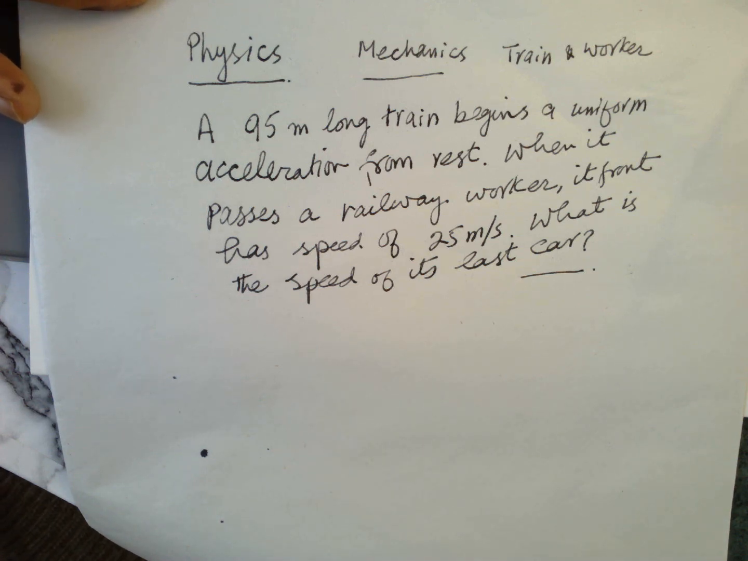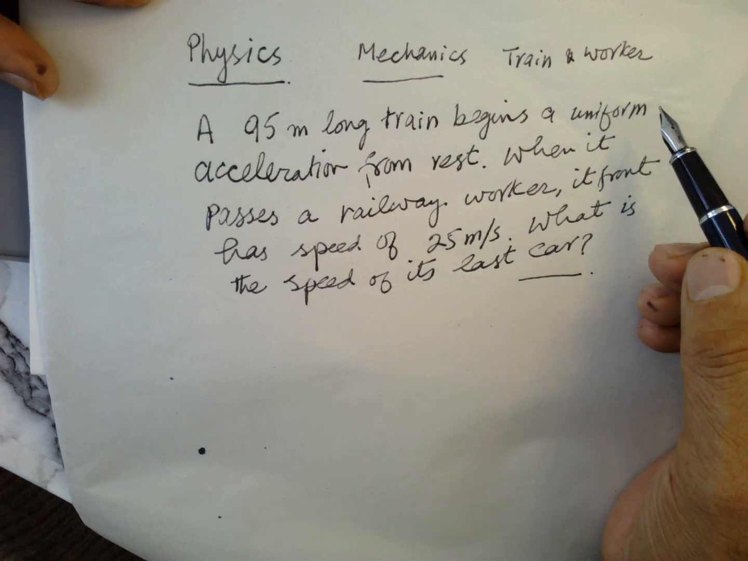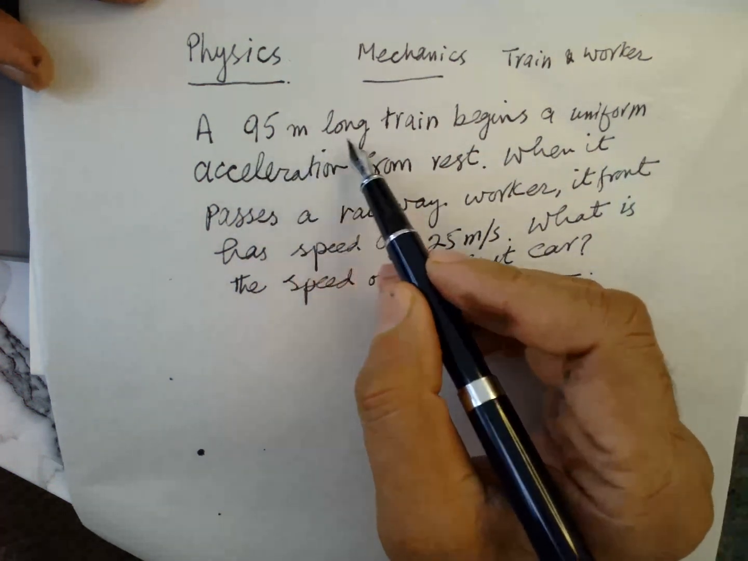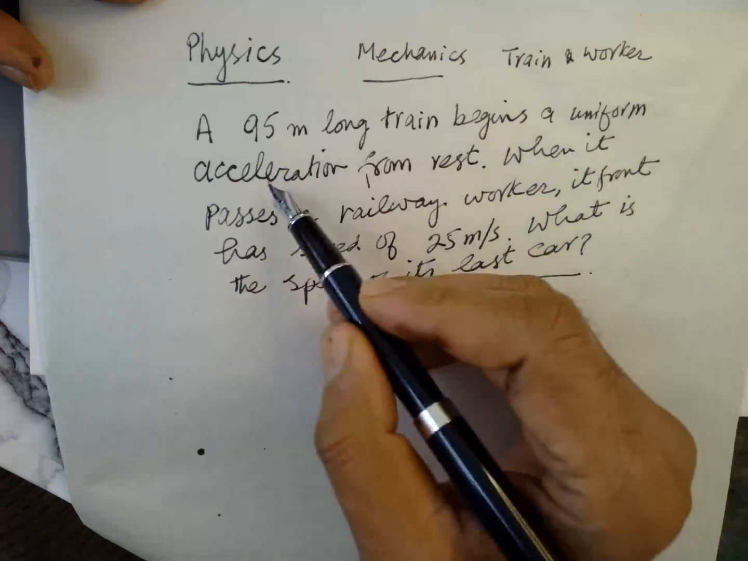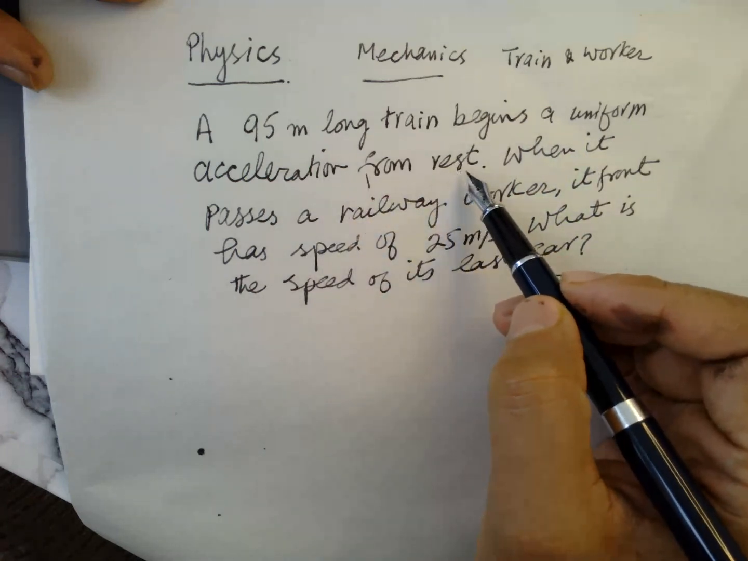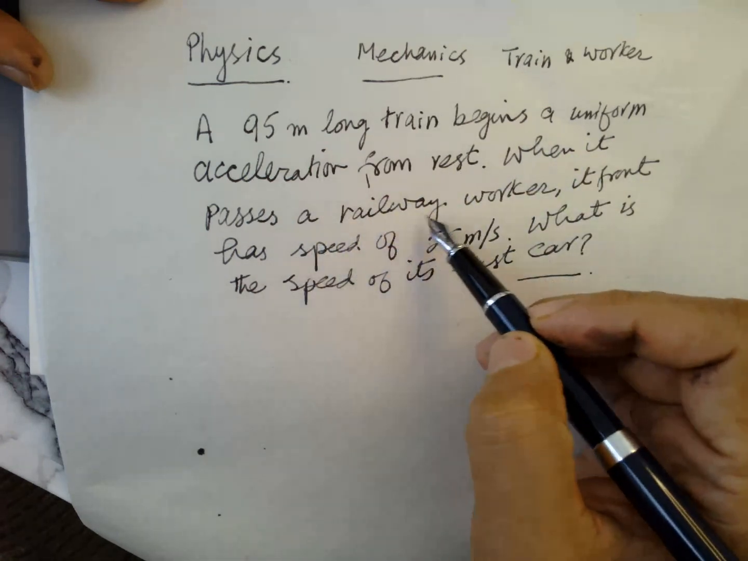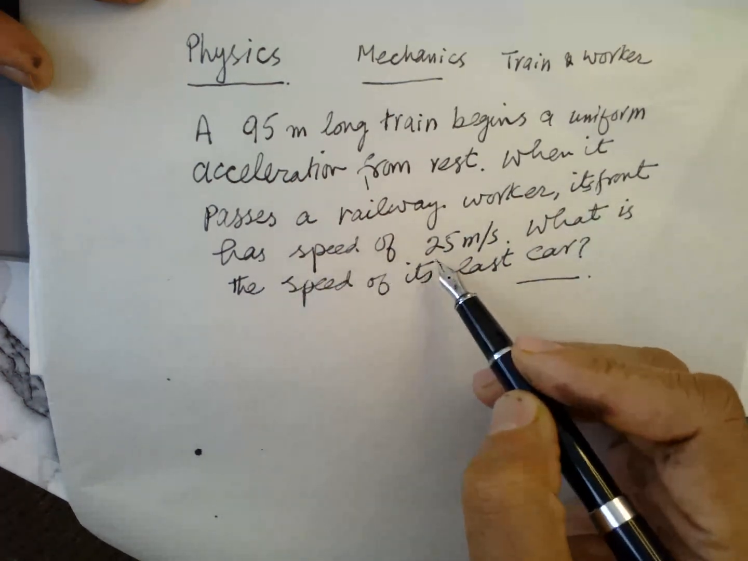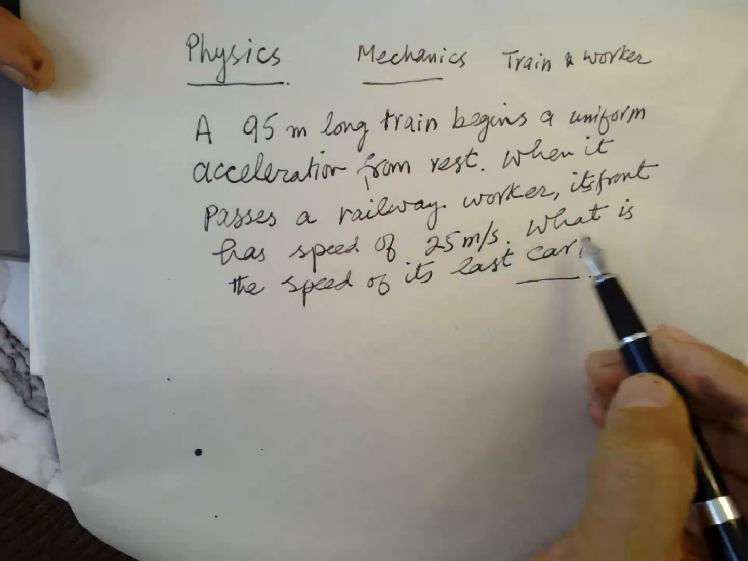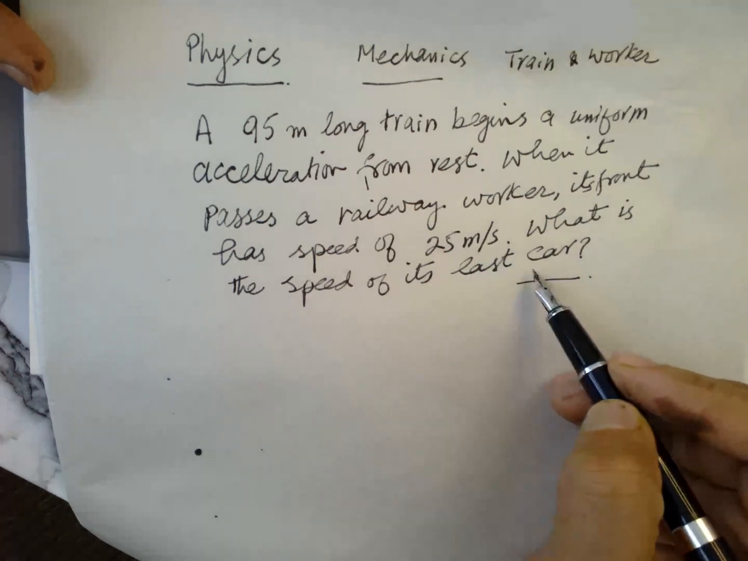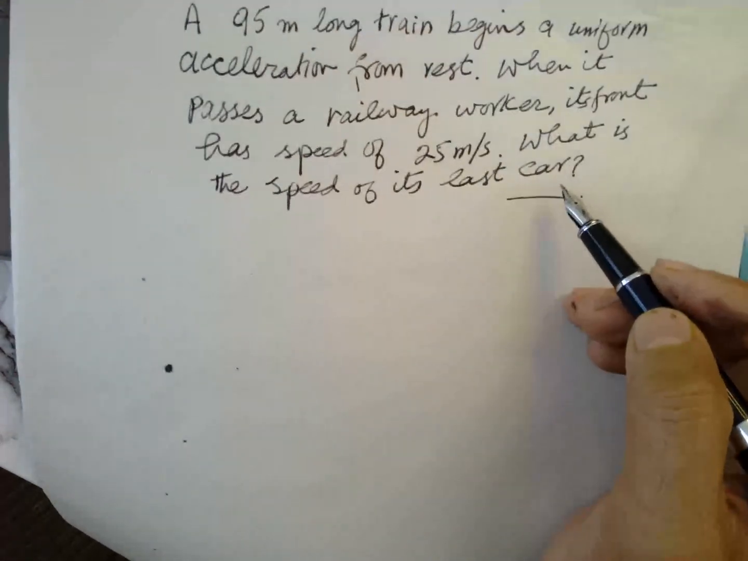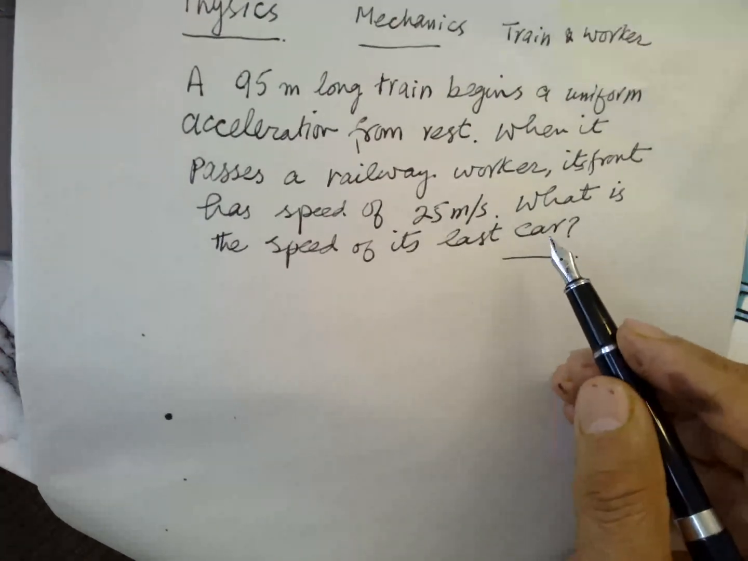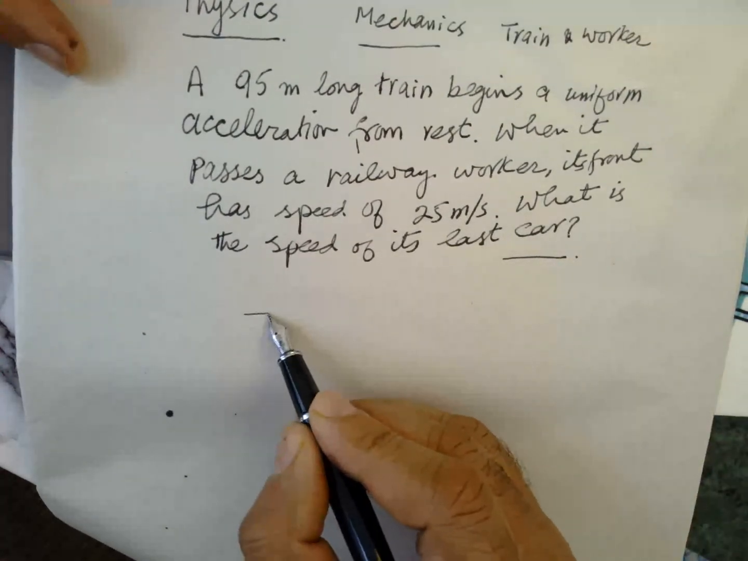Hello, physics, mechanics. This question is about a train and a worker. A 95-meter long train begins a uniform acceleration from rest. When it passes a railway worker, its front has a speed of 25 meters per second. What is the speed of its last carriage or car? So we have to find the speed of the last car.